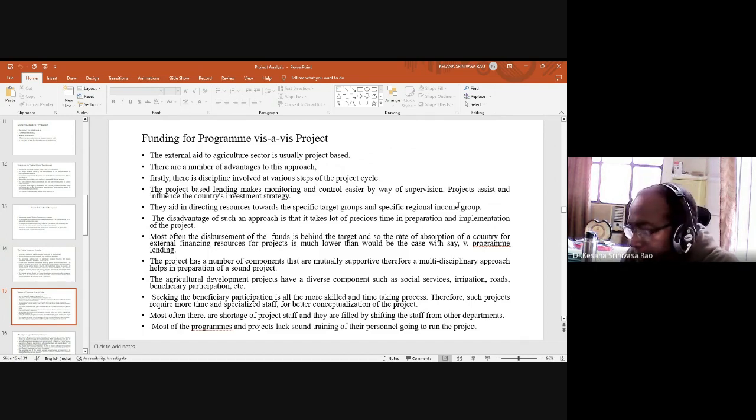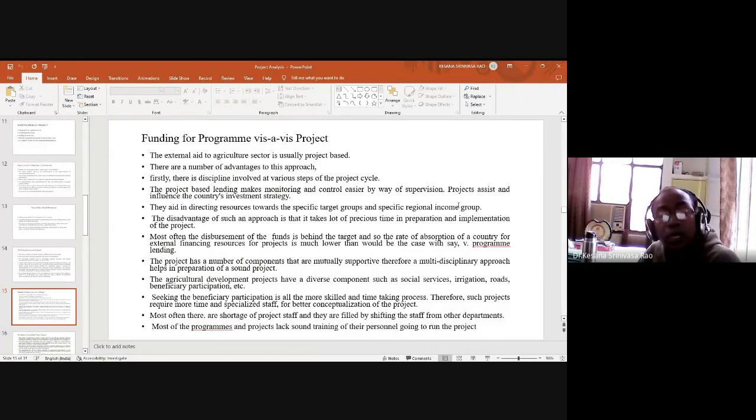As you all know very well, once a bank or financial institution is trying to fund any type of project, they can see how monitoring and control can be done in an easy manner. So after that, and before also, it can be done. Projects assist and influence the country's investment strategy. They aid in directing resources towards specific target groups and specific regional income groups.